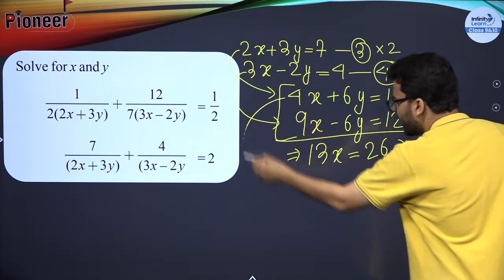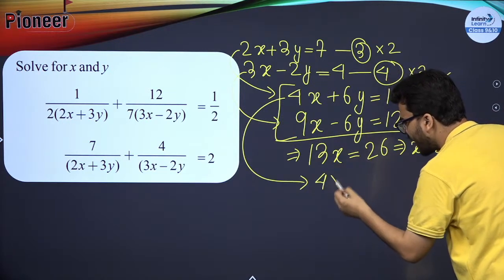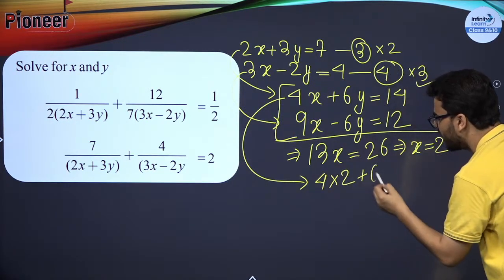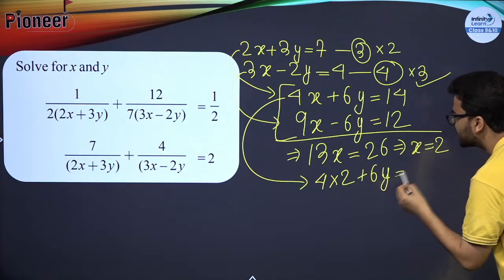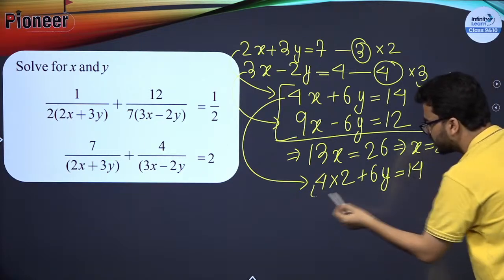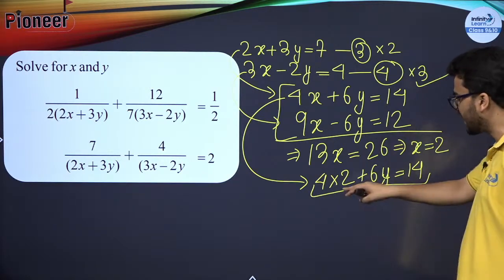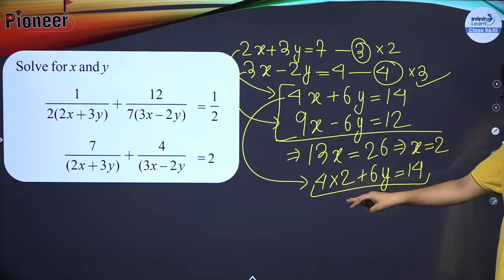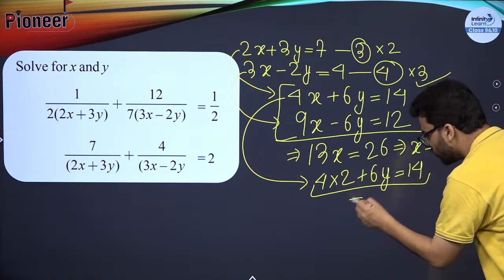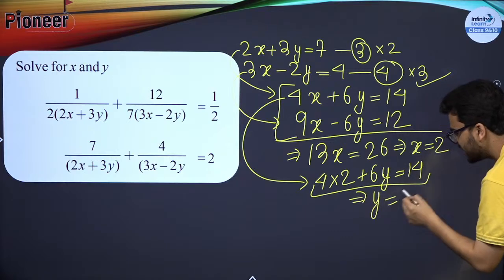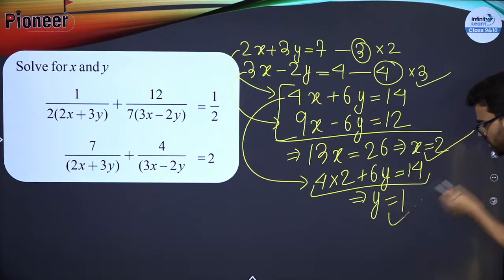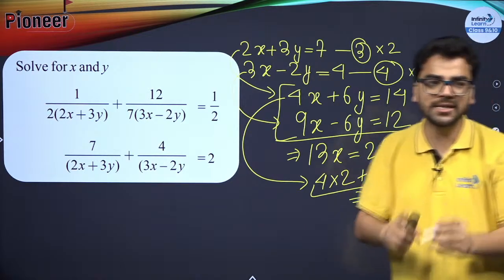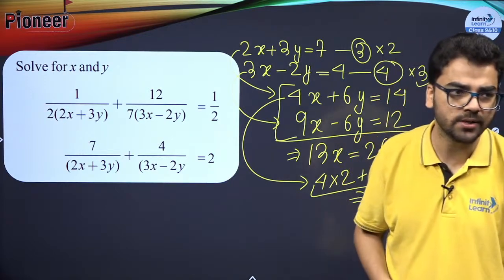You have to find the value of y, you can put it over here. x is equal to 2, I can put over here. So if you solve this simple equation over here, what will you get? You will get 4 twos are 8 over here, 14 minus 8 is 6, so y is equal to 1. So therefore, x is equal to 2 and y is equal to 1 is the solution of this pair of linear equations in two variables.